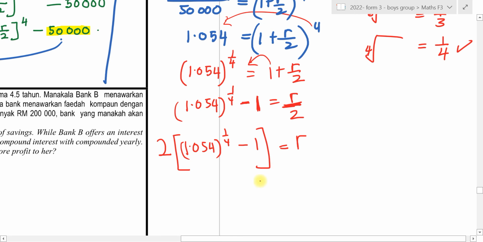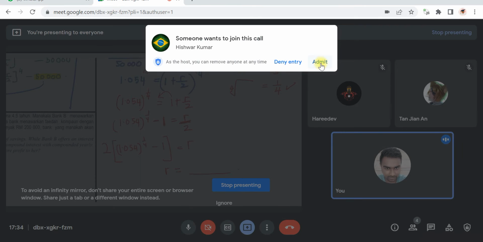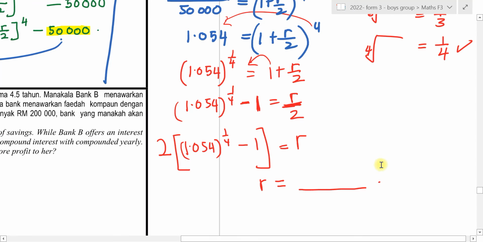Okay, so what is your r value? Straight away you get the answer. No need to calculate so many things. Okay, so you key in all these things in your calculator and let me know what is the answer, Tan.